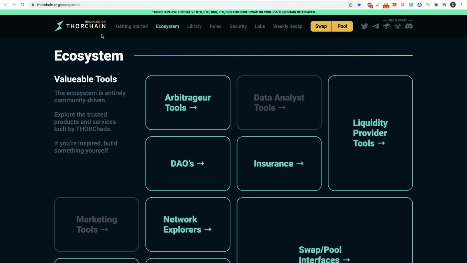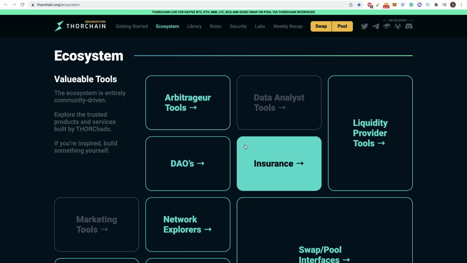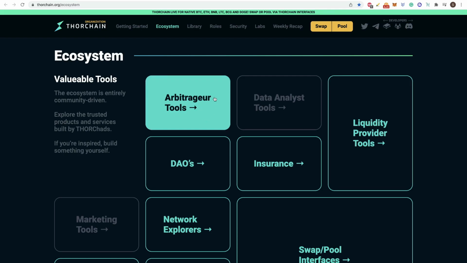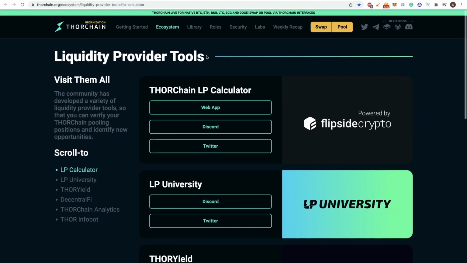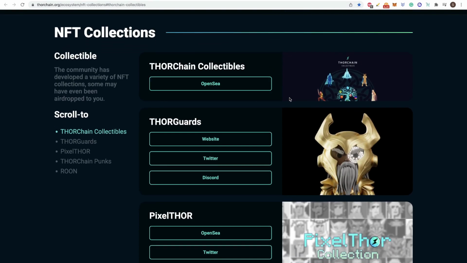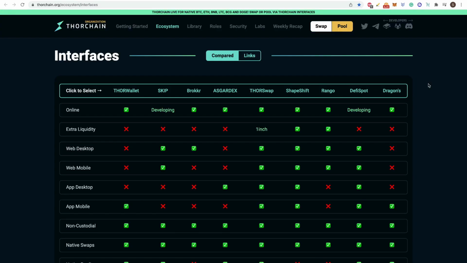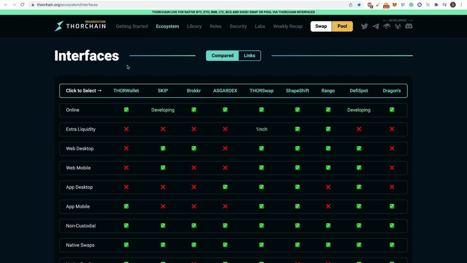The site is very complete. You can see a section for the ecosystem, where you can see the DAOs that are participating, the insurance, liquidity providers tool, arbitrage tools, etc. The liquidity providers tool is explained in here and separated very, very nicely. So the website is really good. You also have the NFT collections for ThorChain that you can check here and go and see on OpenSea, for example. And here you have a list of interfaces where you can enter and already swap tokens from one place to another. Right now the amount of tokens that you can swap between blockchains is really, really scarce.